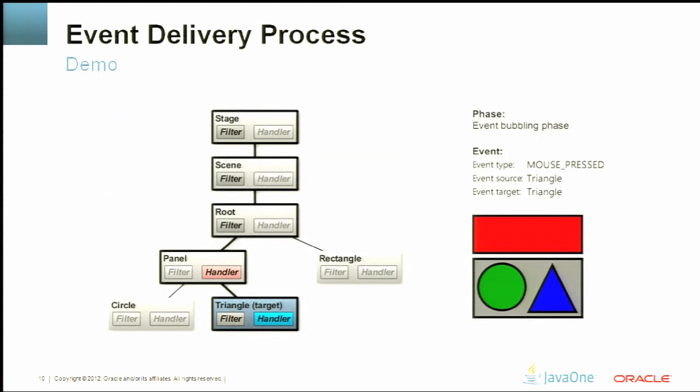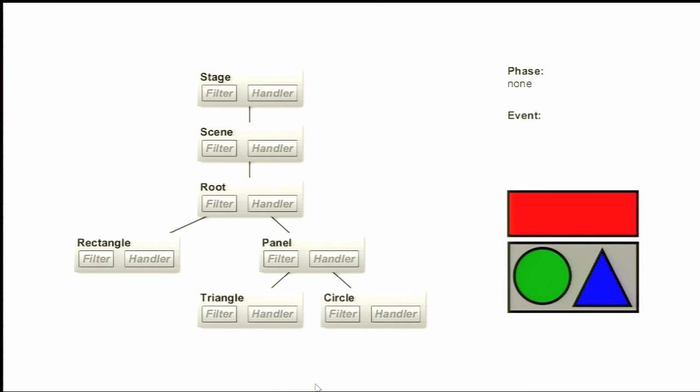So I have here a little demo to show you this. Okay, so here on the right side is a simple scene with a rectangle and a circle and a triangle in a panel. And when I click here, it changes the color. And here on the left side, you can see the scene graph of this simple scene. And when I click here, I can then replay how the event travels through the system.